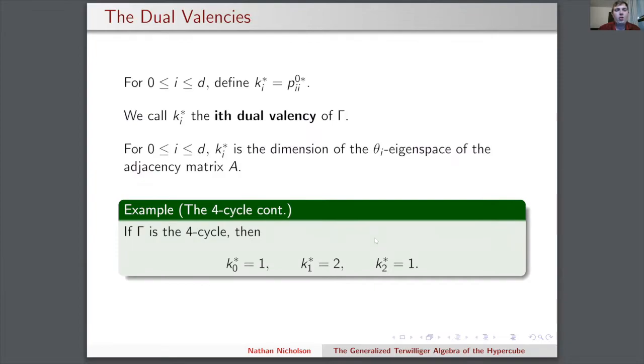Now, for i going from 0 to D, define k_i star to equal p^0_ii star. We call k_i star the ith dual valency of gamma. k_i star is going to be the dimension of the theta_i eigenspace of the adjacency matrix A. So in our example that we've been talking about, you would get 1, 2, and 1 for these dimensions.